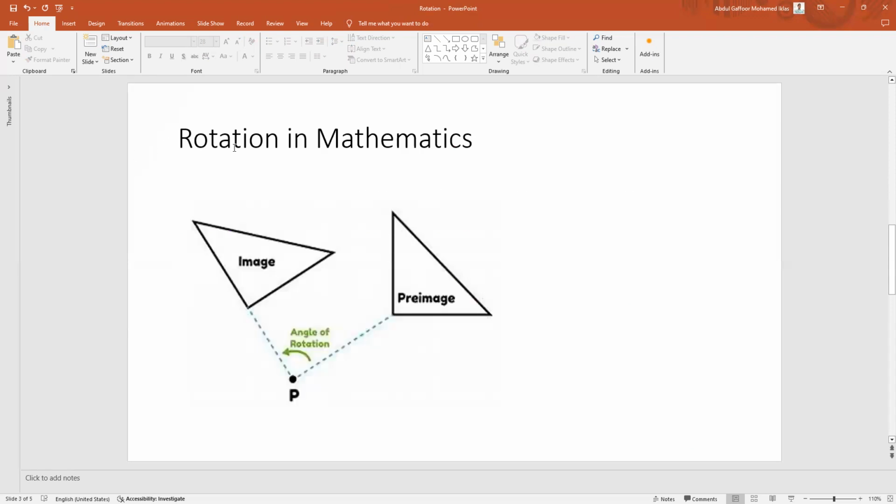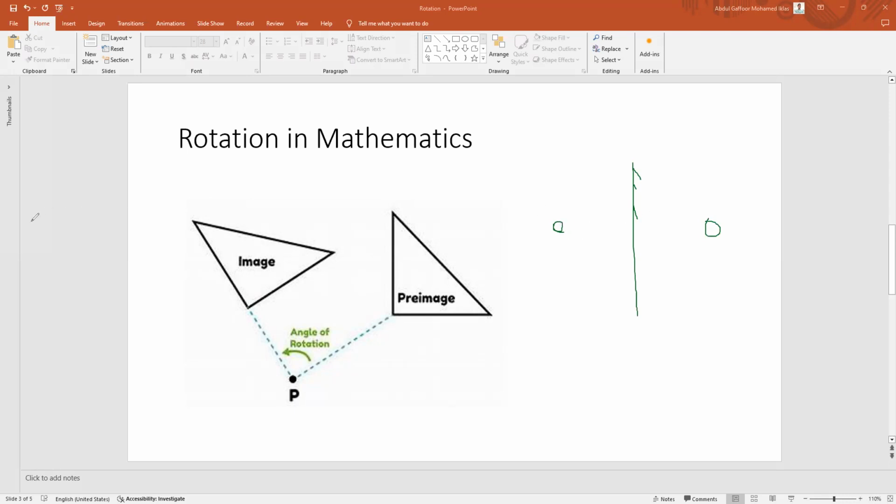We are going to study rotation in mathematics. If you look at this picture, this is an object, let's say the pre-image is the object. We have already studied in physics also. Let's say this is a mirror, and there is an object over here. The image of the object will be formed, and the size of the image should be equal to the size of the object.